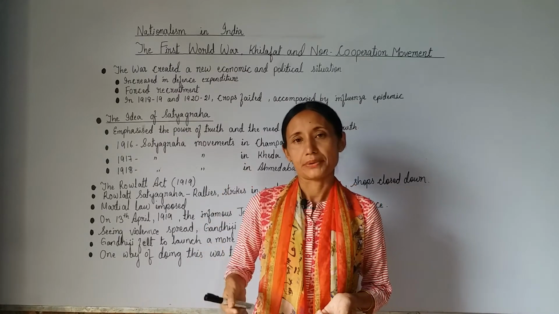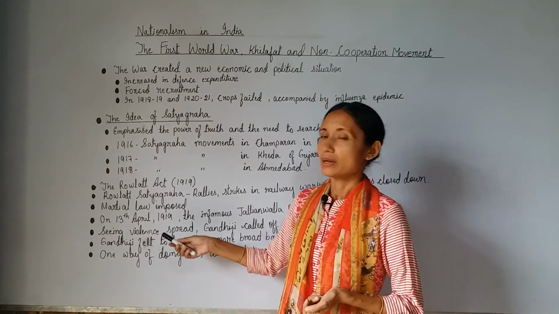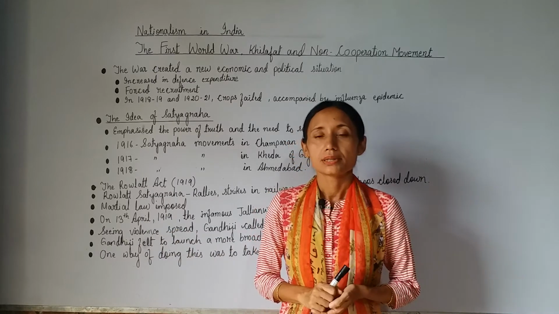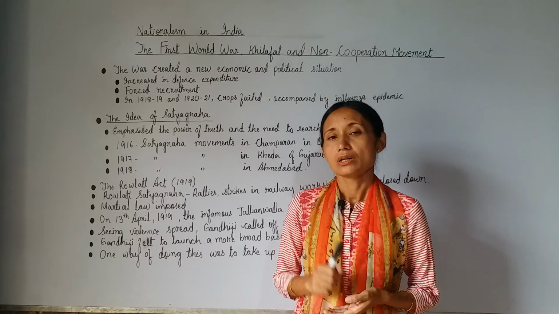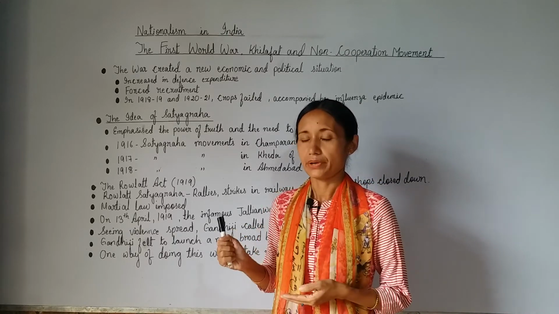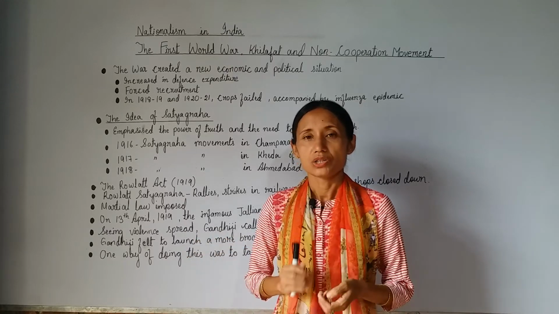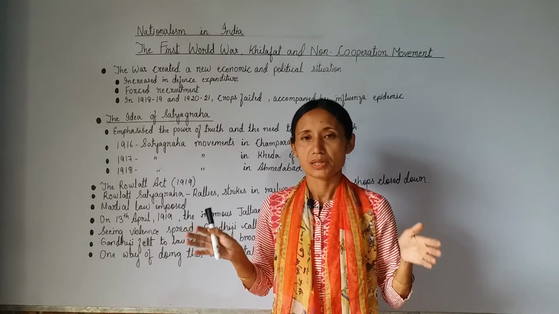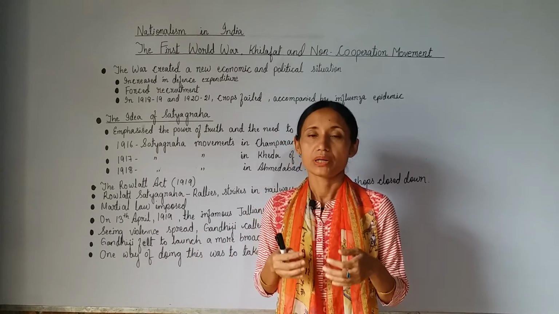After martial law was imposed, an incident took place on 13 April 1919 in Amritsar in Punjab. During those days, the Baisakhi festival was going on. In Amritsar, there was a garden known as Jallianwala Bagh. This garden had only a few exit points. People were gathering inside the Jallianwala Bagh.